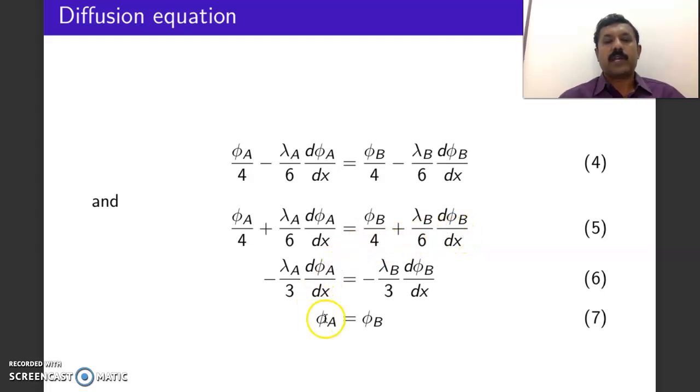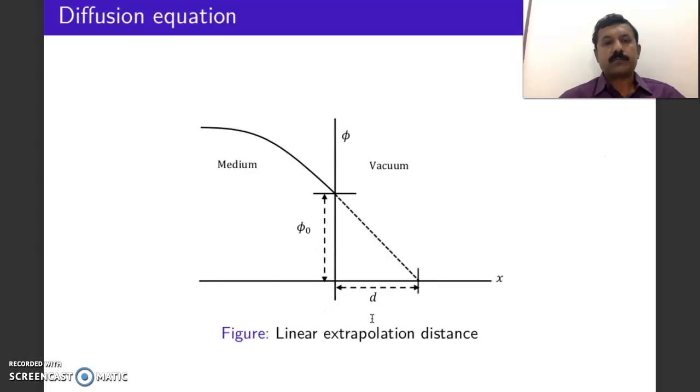Therefore, you get phi a is equal to phi b. That means the fluxes are equal. These are very important boundary conditions.